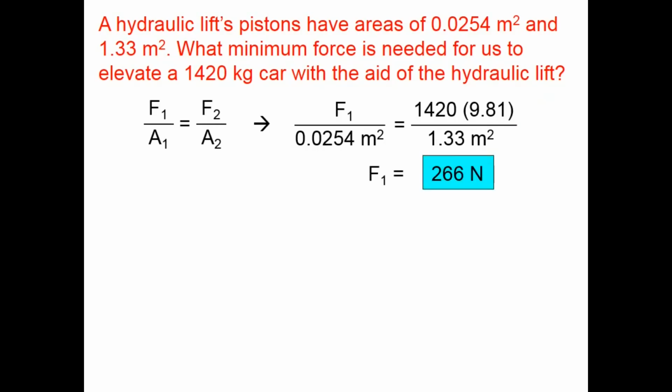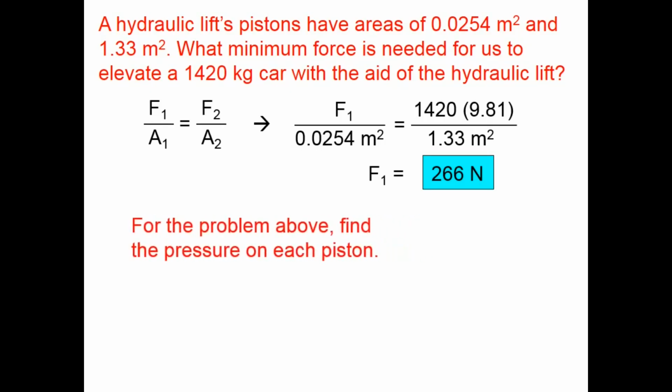So, if we cross multiply, solve that for F1, that tells us that we need to apply a force of 266 newtons to the smaller piston in order to lift that car, which weighs something around 14,000 newtons, which is a pretty good deal. Now the trade-off is that we have to move that force through a much bigger distance than the car is going to move through.